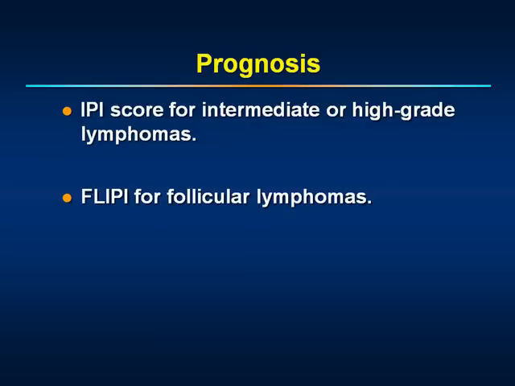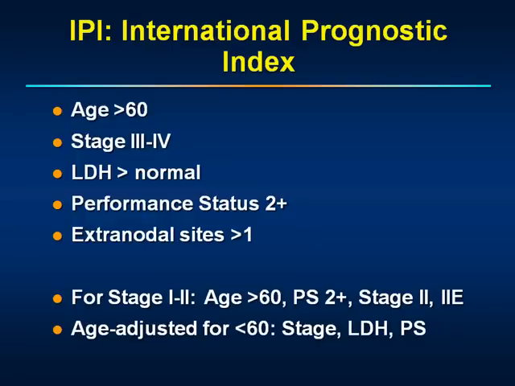We look at the IPI score for intermediate or high-grade lymphomas, International Prognostic Index, and a similar score called the FLIPI, or follicular lymphoma IPI, for the follicular lymphomas. And this relates to survival, treated, and overall potential outcome. Now, the IPI for intermediate and high-grade lymphomas relates to age, stage, LDH, performance status, and extranodal sites.